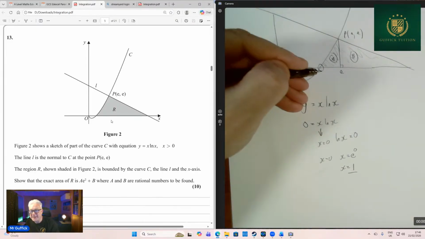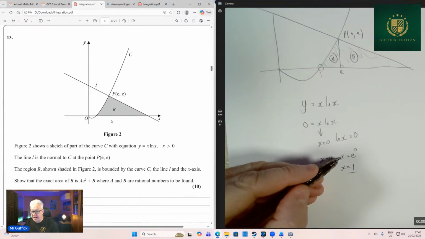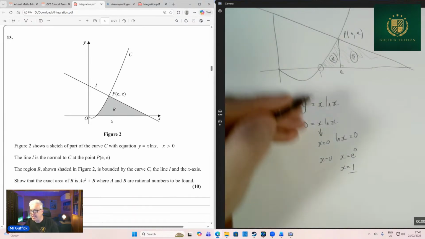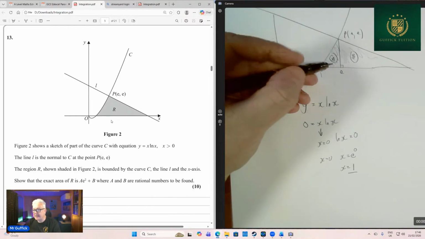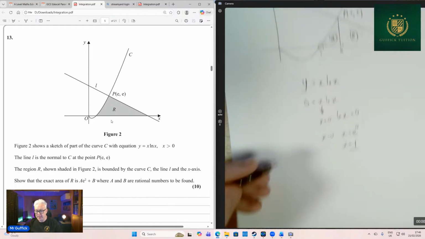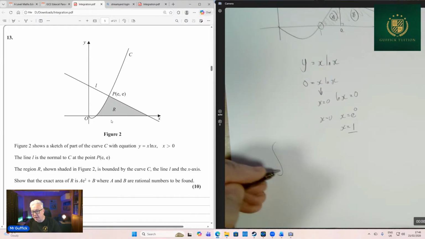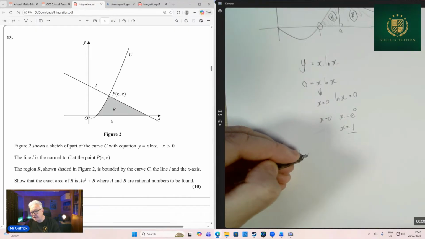Okay, so that is 1 there. Okay, because we reverse the logs, so we get x is equal to e to the 0, and e to the 0 is 1. So we've established that we're going to integrate x ln x in between 1 and e. So that's our step 1. So we're going to integrate between 1 and e the equation x ln x.